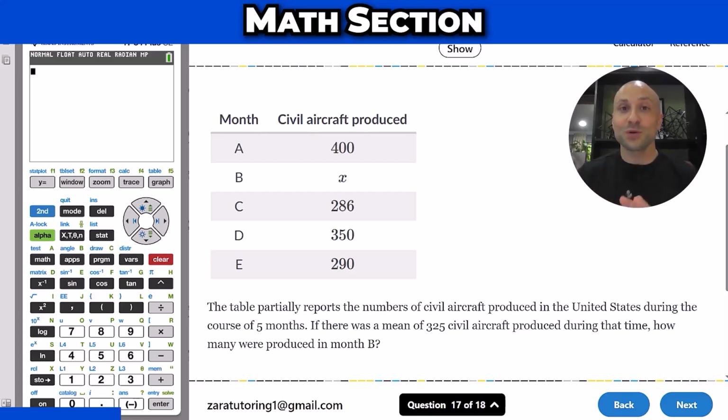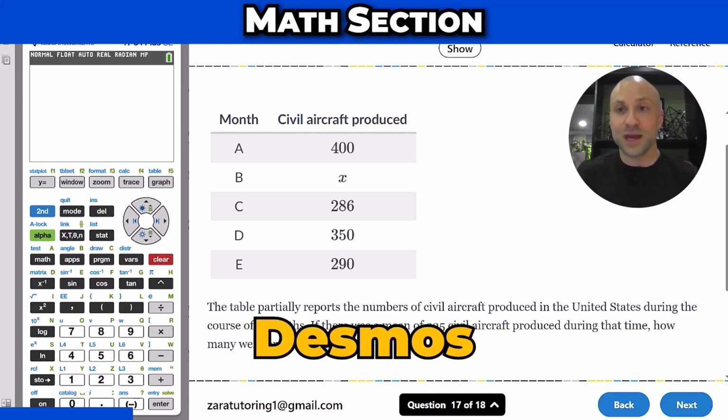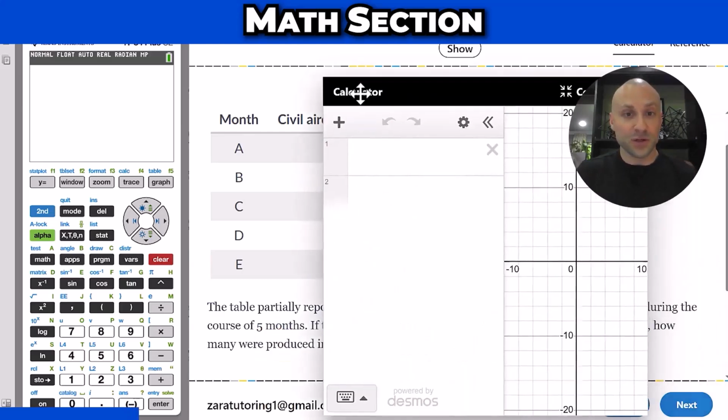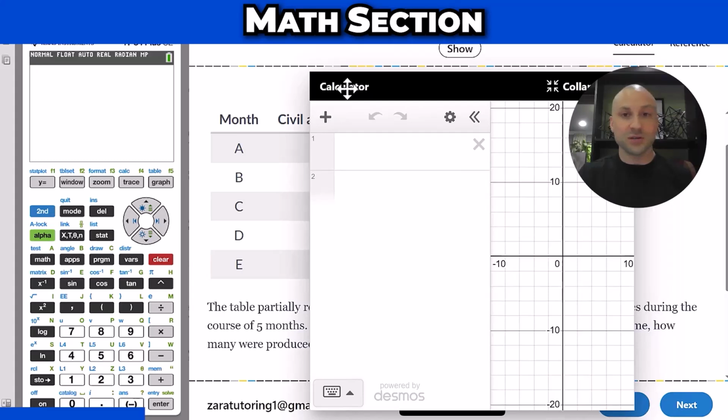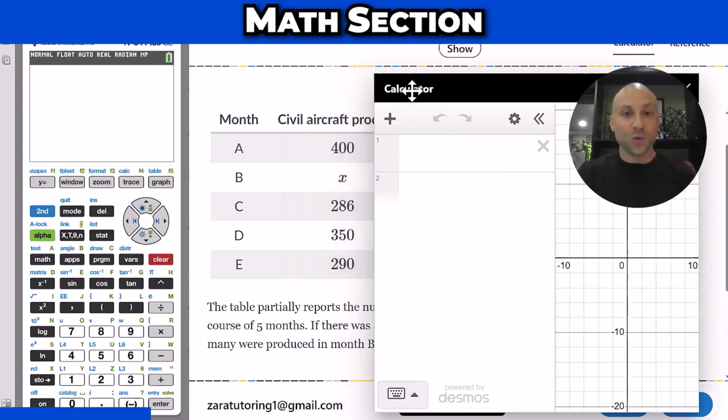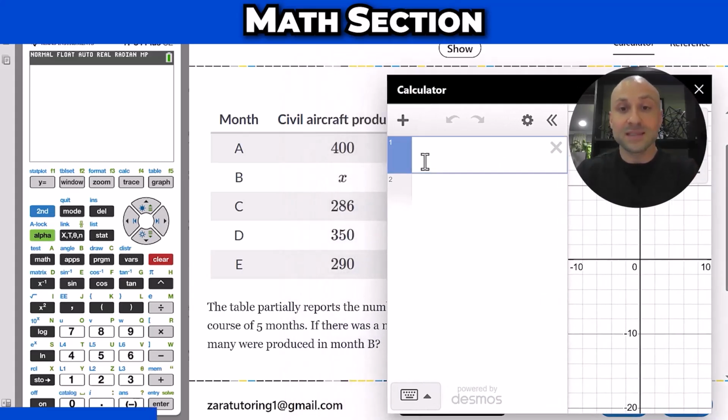So the first approach is the one that I would definitely recommend. It's using Desmos. So let's look at how we'll do that. We'll click on calculator in the upper right corner, which is where it'll be in the digital SAT software as well. And we're going to right away type the command mean and then put a parenthesis.